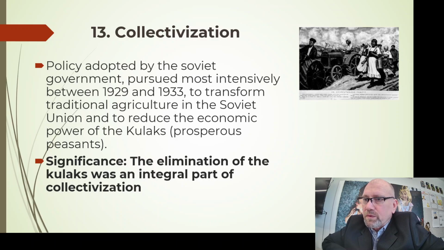Collectivization. You should understand this word. This means basically small farms become one big, massive, government-owned collective farm. A policy adopted by the Soviet government, pursued most intensely between 1929 and 1933, to transform the traditional agriculture in the Soviet Union and to reduce the economic power of the kulaks, prosperous peasants. Significance: the elimination of the kulaks was an integral part of collectivization. Some Ukrainians would have seen this collectivization as a return backwards towards serfdom rather than moving forward to something better.